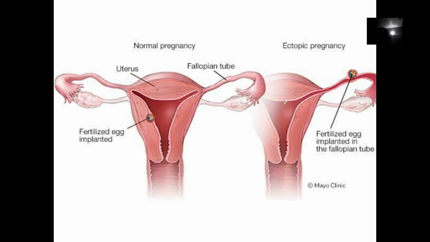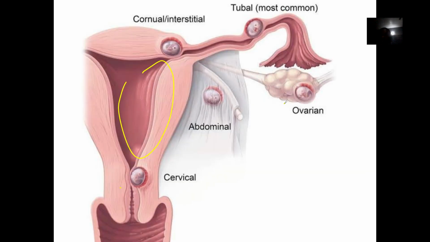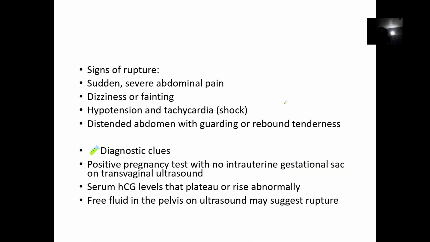Signs of rupture, in case there's a rupture: there's sudden or severe abdominal pain because blood is released into the abdomen, dizziness or fainting, hypotension or tachycardia, and a distended abdomen with guarding. If you try to touch it, the person is actually guarding it.